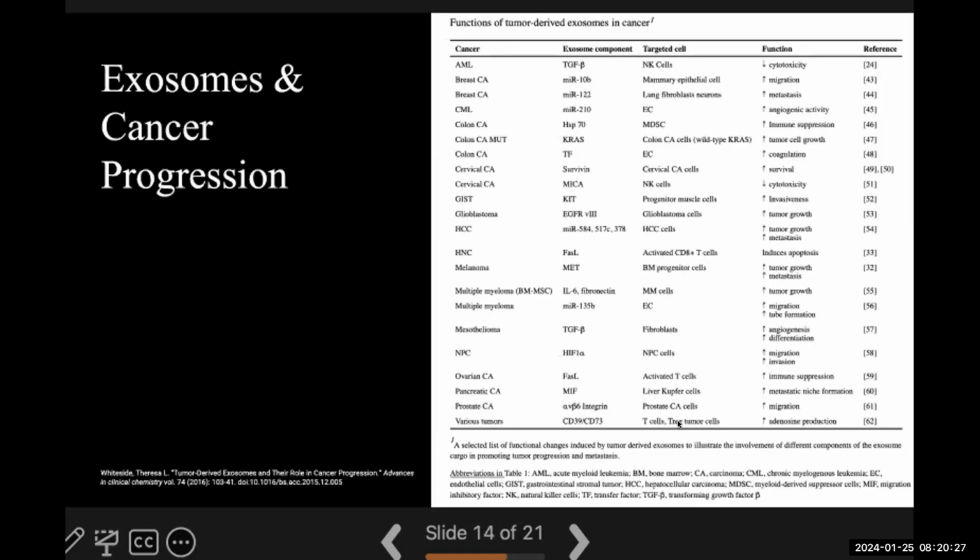This is actually from a paper published by Whiteside et al., which shows various different types of cancers and the role exosomes have in those cancers and the effect that they have. So, for example, in AML, the exosomes carrying expression of TGF-beta will affect NK cells to decrease cytotoxicity, and the list goes on, really highlighting the growing understanding of the role of exosomes when it comes to cancer progression, not just in glioma but also outside of glioma.